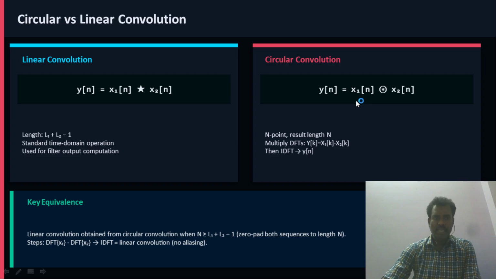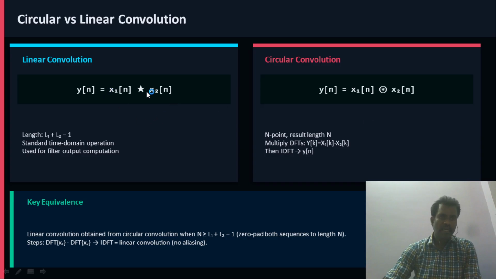That is, if x1 of n has length L1 and x2 of n has length L2, then the length of the circular convolution is equal to the maximum of L1 comma L2. The sequence with the highest length will be considered. The lowest length sequence will be converted to the same as the highest length by simply adding additional zeros at the end of the sequence.